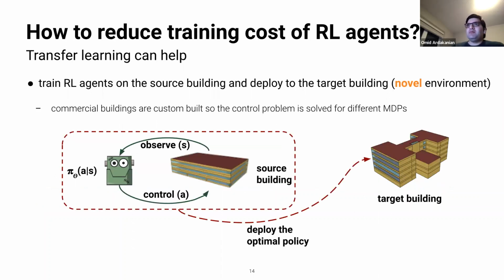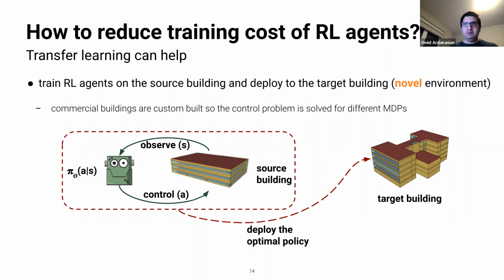We want to train reinforcement learning agents on what I call the source building. The source building is really this prototype building or the controlled environment that we have, and we deploy the policy to the target building. The target building can be a novel environment, completely different from the source building. We use the same reinforcement learning algorithm, and once we are confident that it is a reasonably good policy, we can transfer it to the new building.